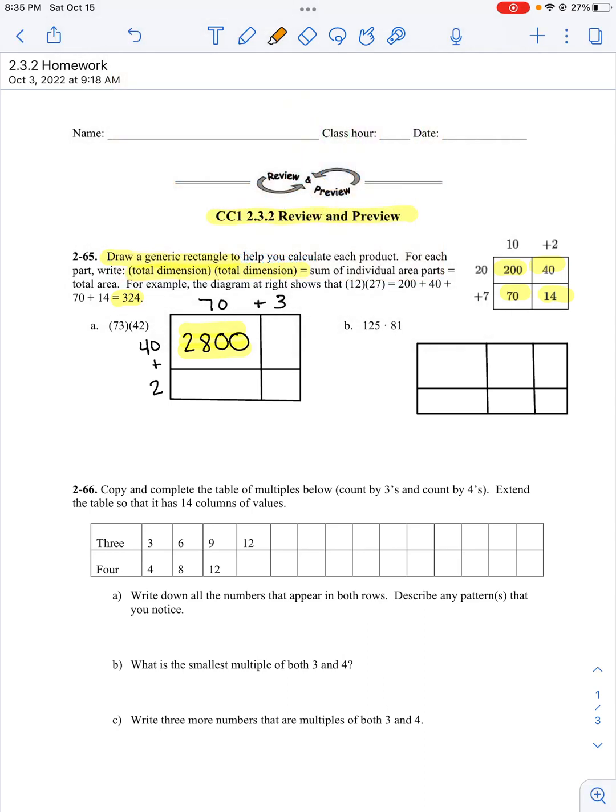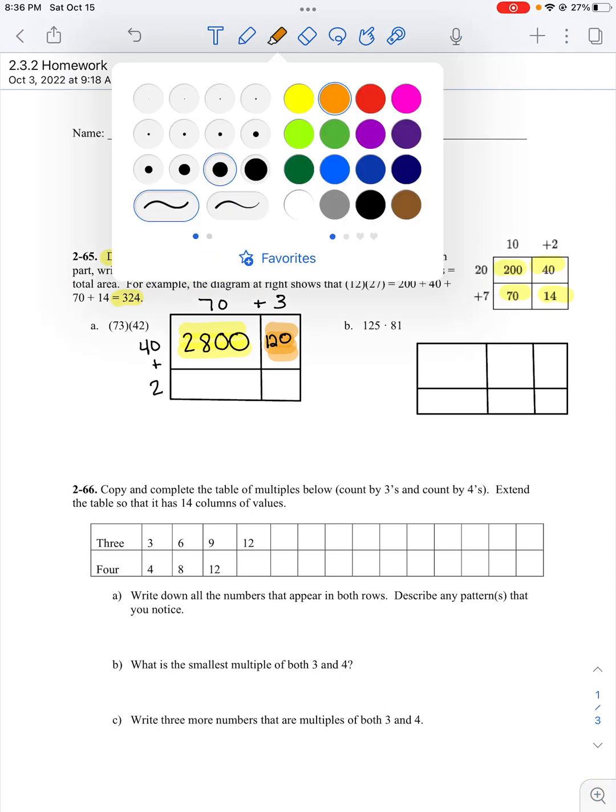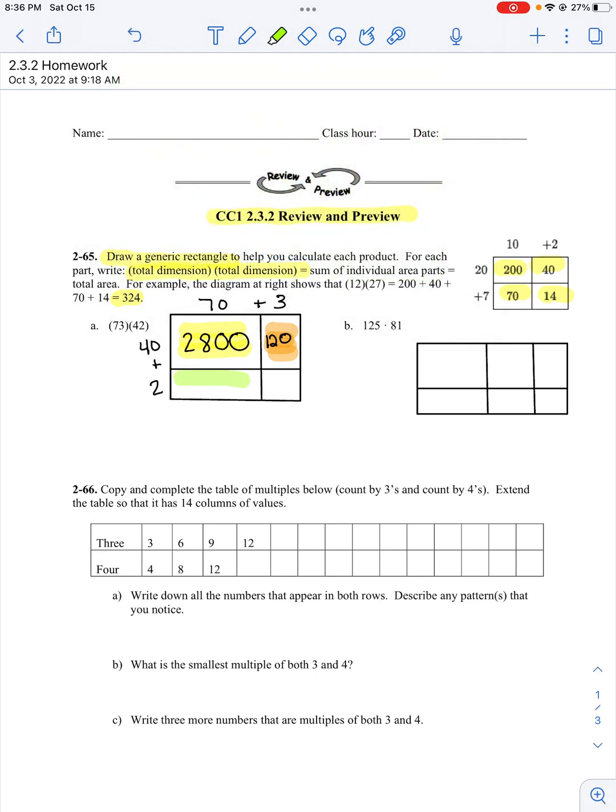The next one we're going to find is the upper right, which is 3 times 40. 3 times 4 is 12. And then I put my 0 for my tens place value. Then I'm going to find the area for my bottom left, which is 2 times 70, which is 140. And this last one is 2 times 3, which equals 6.